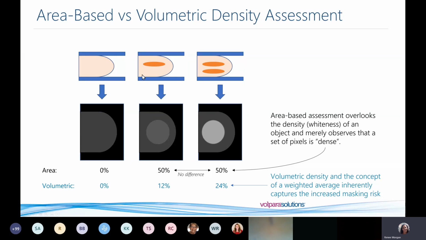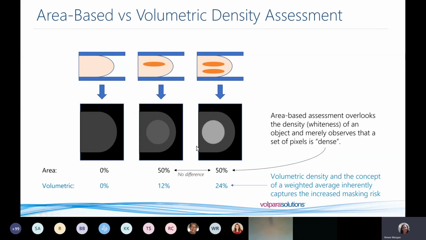But when you look at this volumetrically, the middle schematic here, we see that this is a very small amount in comparison to the total volume of tissue here, where it would be about 12% fibroglandular tissue. And the third schematic would be double that at 24%. So this takes into consideration the volumetric density, and the concept of a weighted average will inherently capture the increased masking risk.